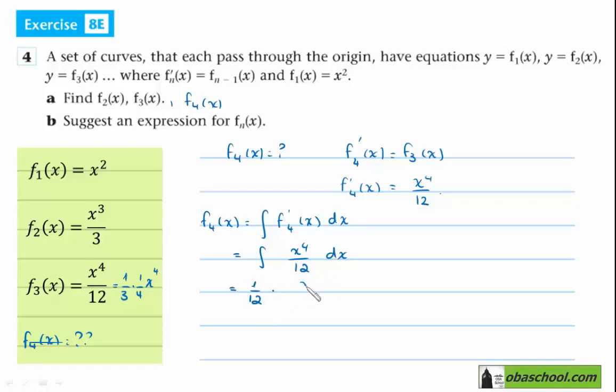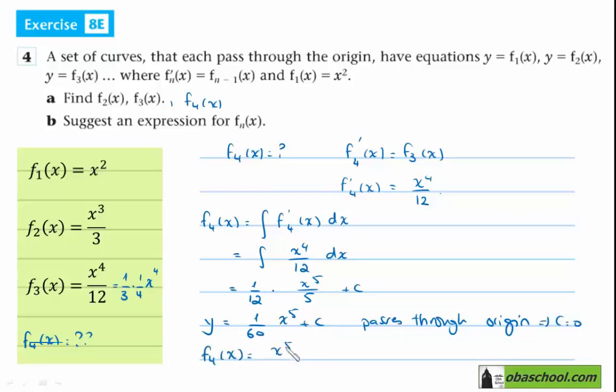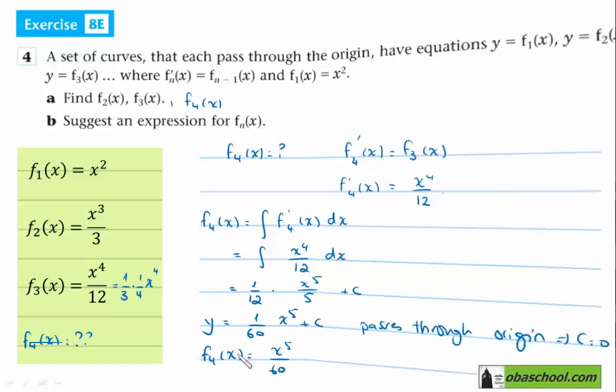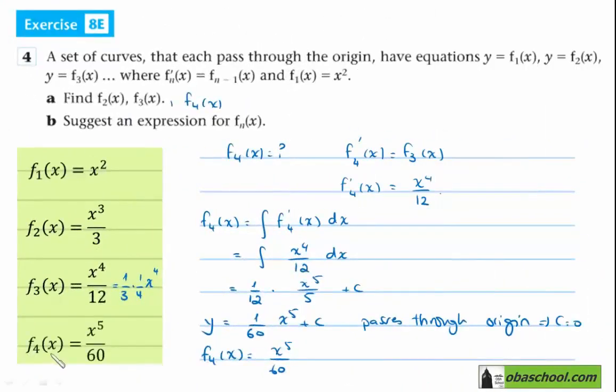Therefore, it's 1 over 12 multiplied by x to the power n plus 1, 5, divided by n plus 1, 5, plus the constant c. This is equal to 1 over 60 x power 5 plus constant c. Now to find the constant, we have to substitute the origin point that is 0, 0 that is given. Therefore, the constant c is equal to 0. f4 of x equal x power 5 over 60. Now let's write it under the f of x's that we already found.